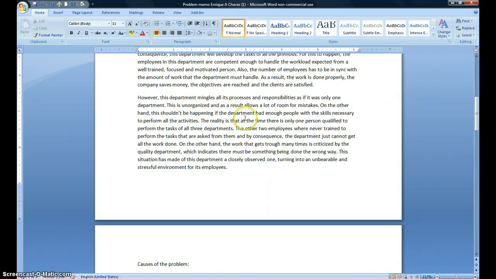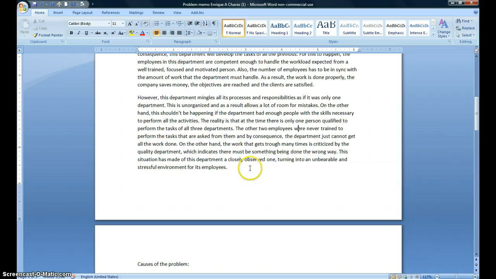However, this department mingles all its processes and responsibilities as if it was only one department. This is unorganized and as a result allows a lot of room for mistake. On the other hand, this shouldn't be happening if the department had enough people with the skills necessary to perform all the activities. The reality is that at the time there was only one person qualified to perform the tasks of all three departments. The other two employees were never trained to perform the tasks that are asked from them, and by consequence the department just cannot get all the work done. On the other hand, the work that gets through many times is criticized by the quality department, which indicates that there must be something being done the wrong way.